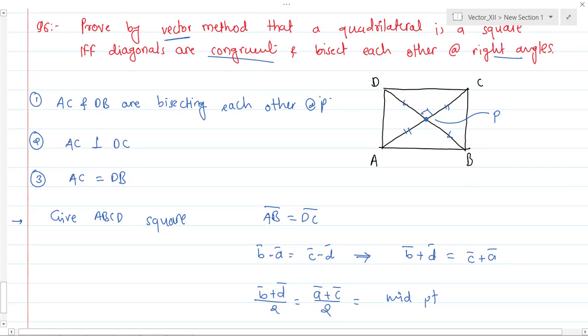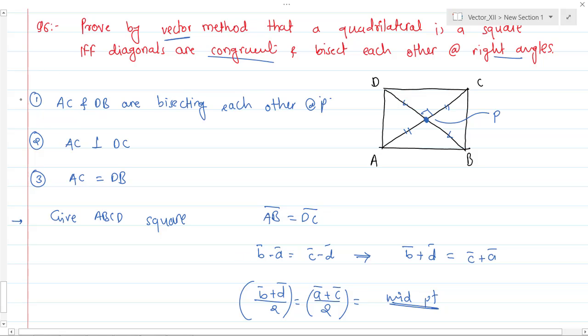See here, for BD and AC, these two midpoints are the same and they are meeting at some point P. So this is the position vector of point P, which is (b bar plus d bar) by 2 or (a bar plus c bar) by 2. As BD and AC share the same midpoint, you can say they are bisecting each other.